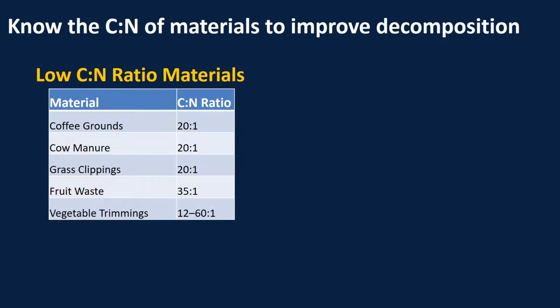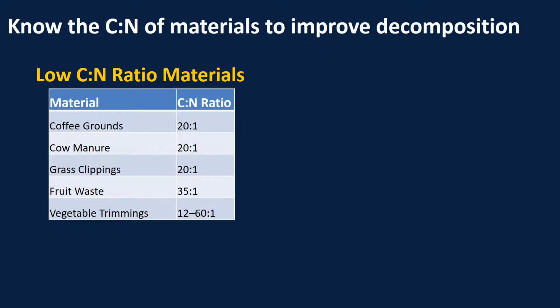And so we need to add some low C to N ratio materials with some high C to N ratio materials. Some examples of low C to N ratio materials are things like coffee grounds, cow manure, grass clippings, fruit waste, and vegetable trimmings. And you can see here what those C to N ratios are, and they're all, for the most part, below that 30 to 1 level.